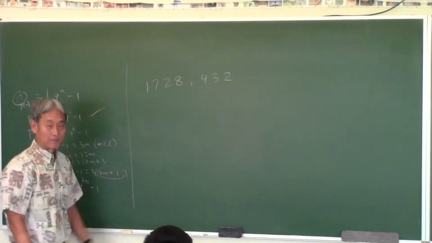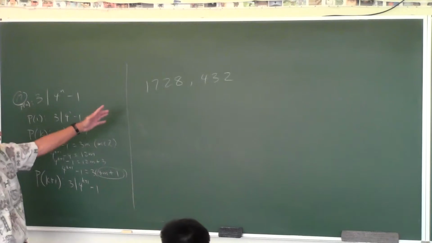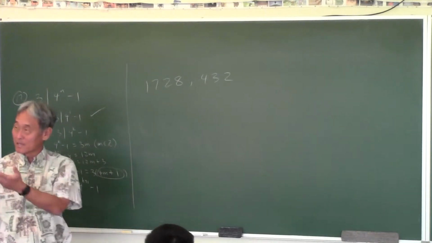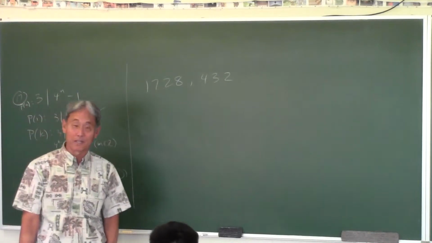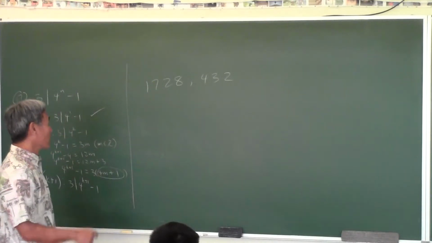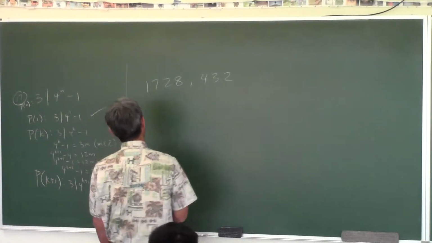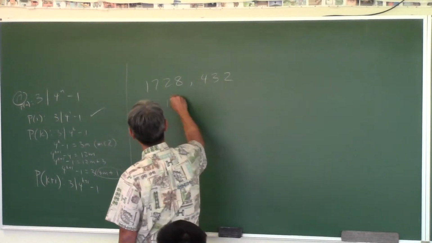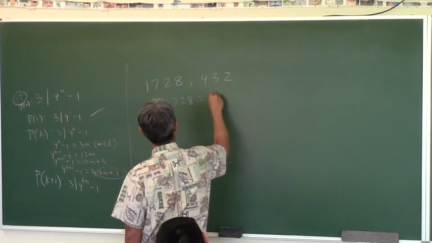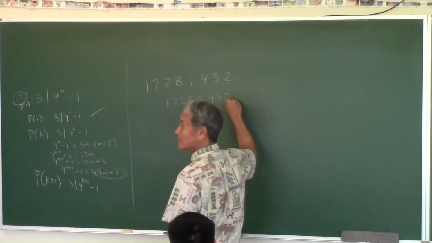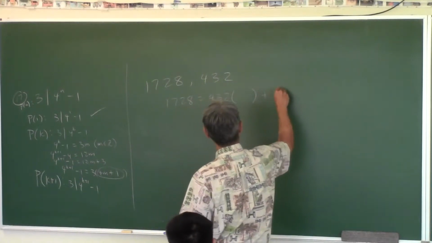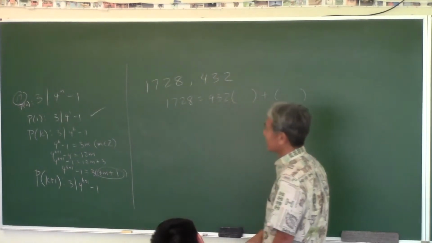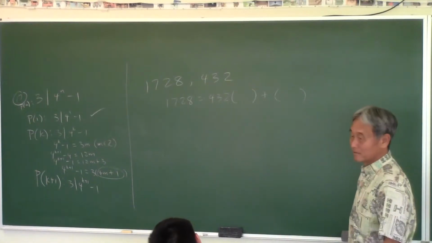Okay, why don't I just make up the numbers? Find the greatest common divisor of both of these numbers. We're going to use the Euclidean algorithm. I'm trying to remember how I did this before. You take the bigger one on the left: 1728 is equal to 432 times some integer plus something, right? Okay, let's fill in the numbers.